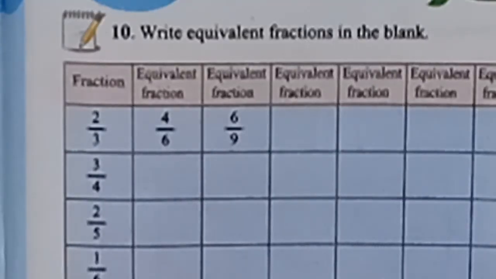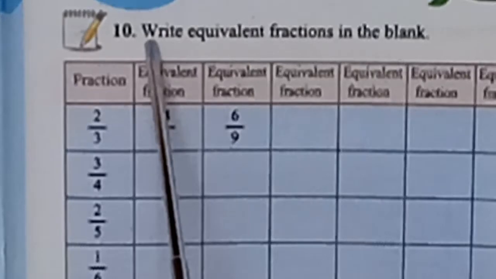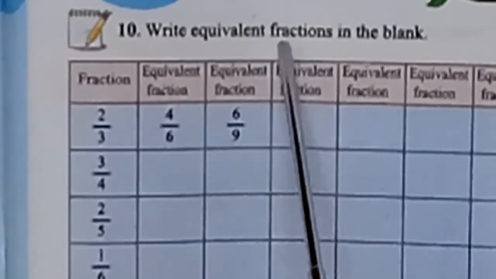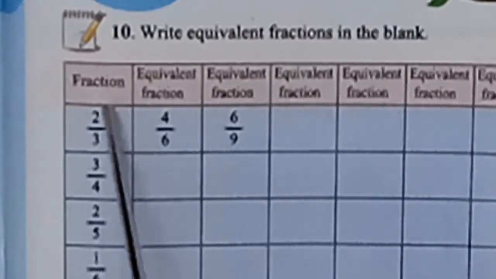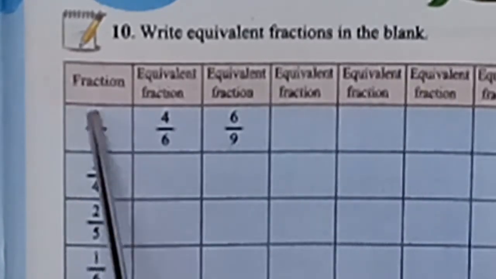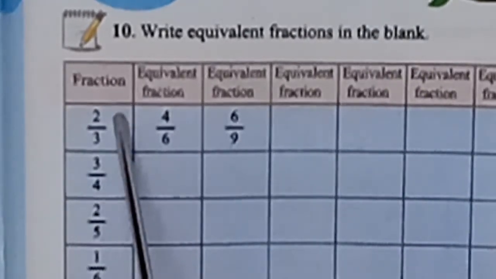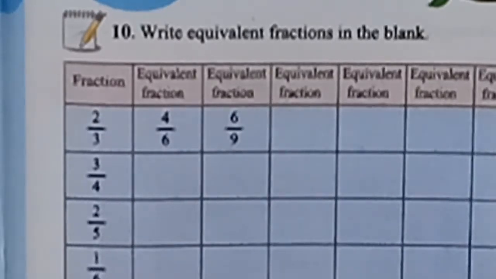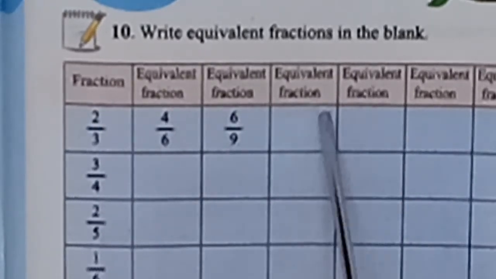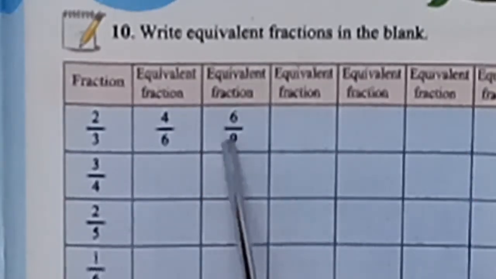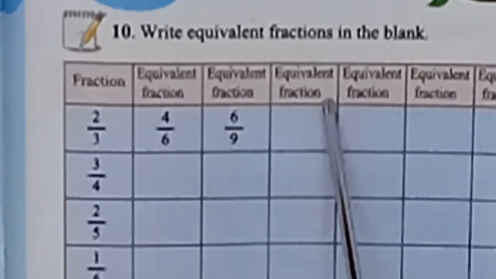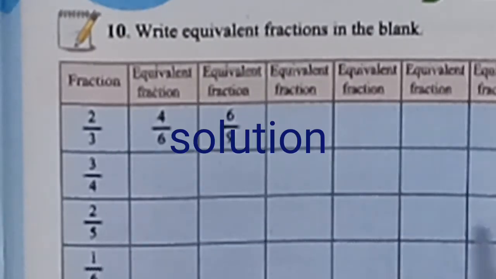Now we are going to solve page 87, number 10. The question is: write the equivalent fraction in the blank. You have to find 6 equivalent fractions of 2 by 3, and fill the blanks with those numbers. 2 are done for you, and the rest you have to solve.